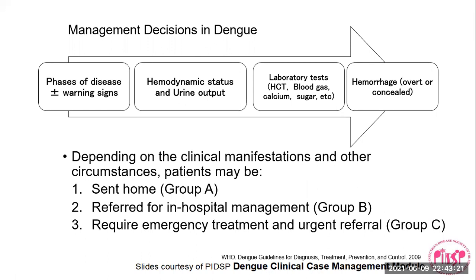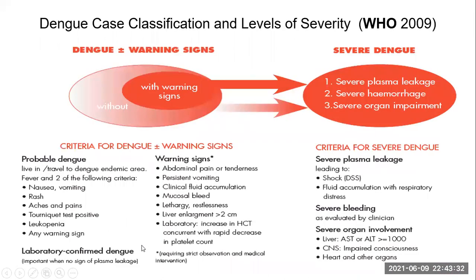They can be in group A, and these patients can be sent home. They can be in group B. These are the patients that need in-hospital management. And group C are patients that require emergency treatment and urgent referral. This is the continuum of the dengue illness.